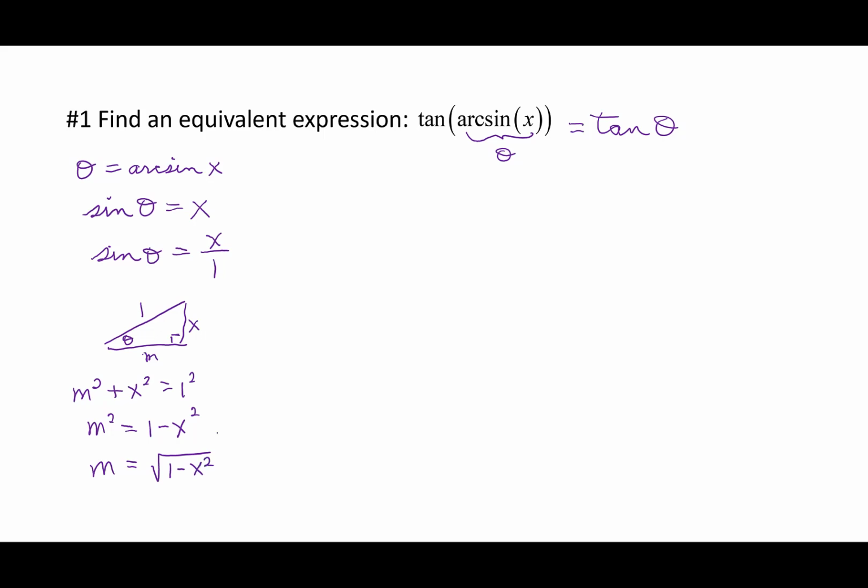Okay, we're almost done. All we're trying to find here is an equivalent expression for the tangent of the arc sine of x, which since we've renamed arc sine of x as theta, we're trying to find the tangent of theta. And if we look down here at this right triangle, the tangent would be opposite over adjacent, or x over square root of 1 minus x squared. Okay, and we got it. That's our solution for this first problem.